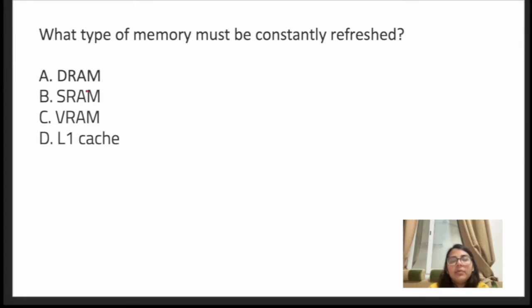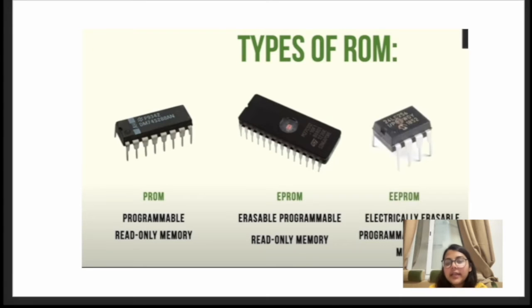You have to tell me what type of memory must be constantly refreshed. That is DRAM. DRAM actually needs periodic refreshment. Okay, so we can consider DRAM as a constantly refreshing memory. And here you can see there are three types of ROM. What is ROM, students? Do you know the term ROM? Yes, that is read only memory.